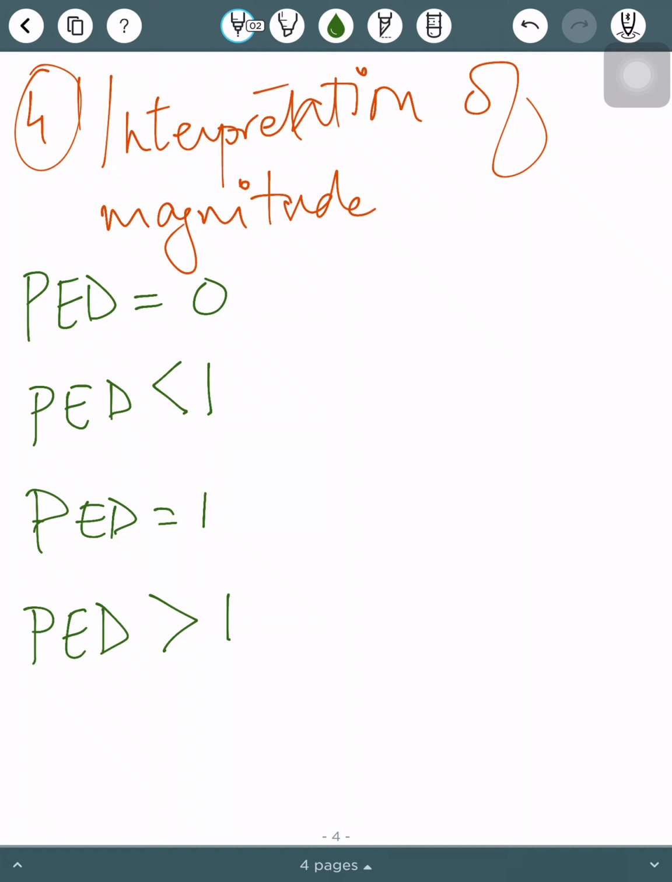And PED could be infinity as well. So let's look at what all these values mean. If PED of a product is equal to 1, we say that the demand is unitary elastic. This is the case of unitary elasticity of demand.